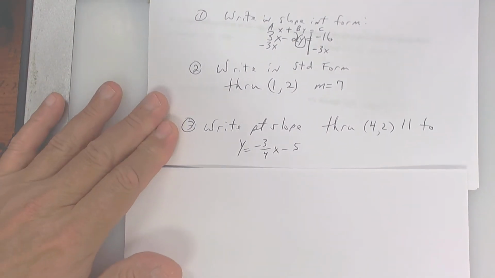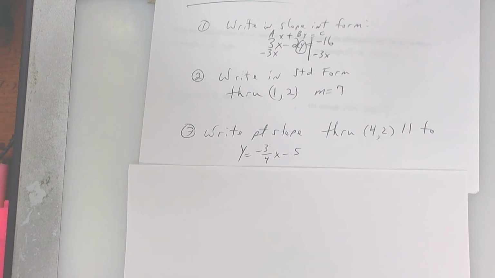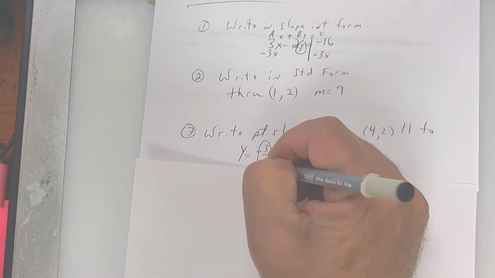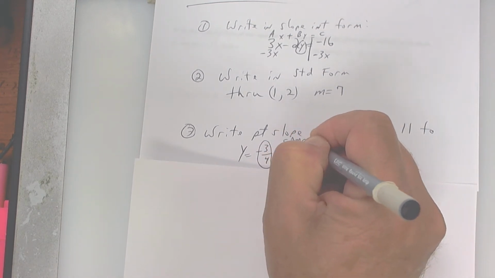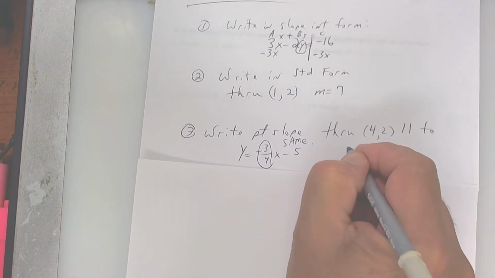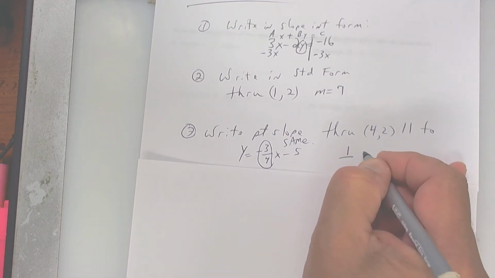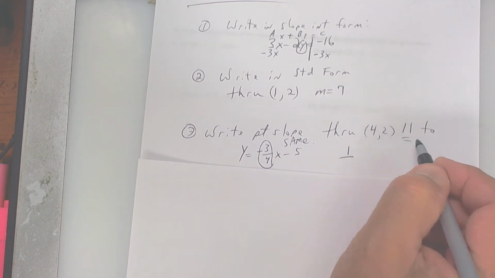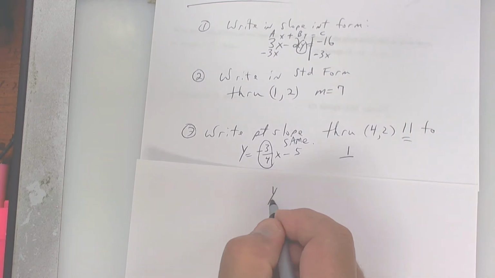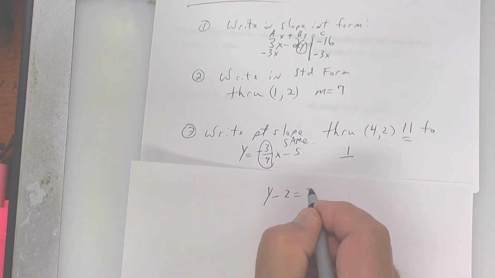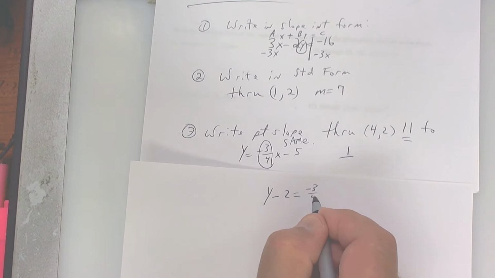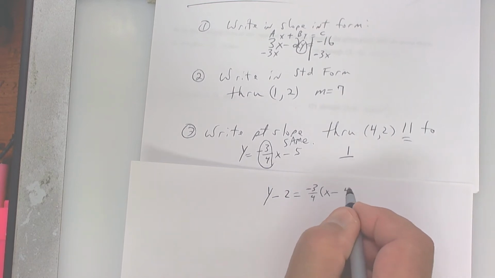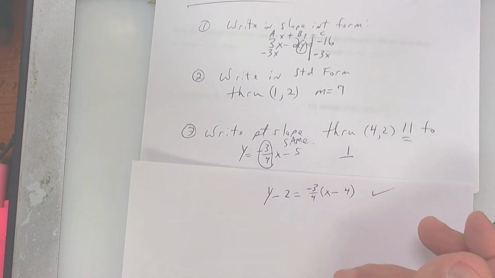This one right here, it says write point slope through that point parallel to this line. Well, to be parallel, you use the same slope. If it was perpendicular, you would have to flip it and change it. But they say parallel. So it's going to be y minus your y equals your slope, and then x minus your x. And you're done. That's point slope.